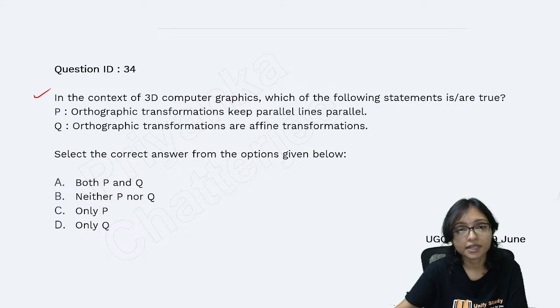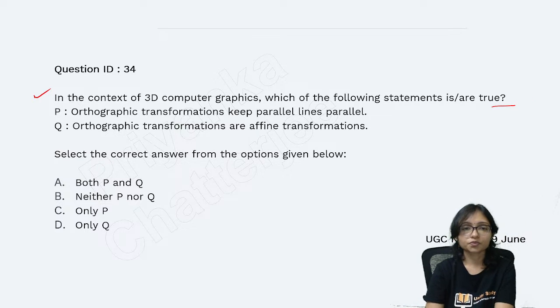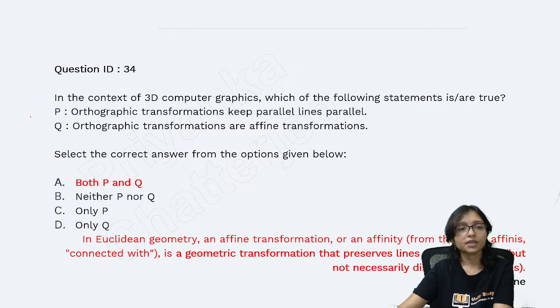In the context of 3D computer graphics, which of the following are true? Yes, all are correct. P and Q both are correct answers. Orthographic transformation keeps parallel lines parallel, that is correct. And it is an affine transformation.